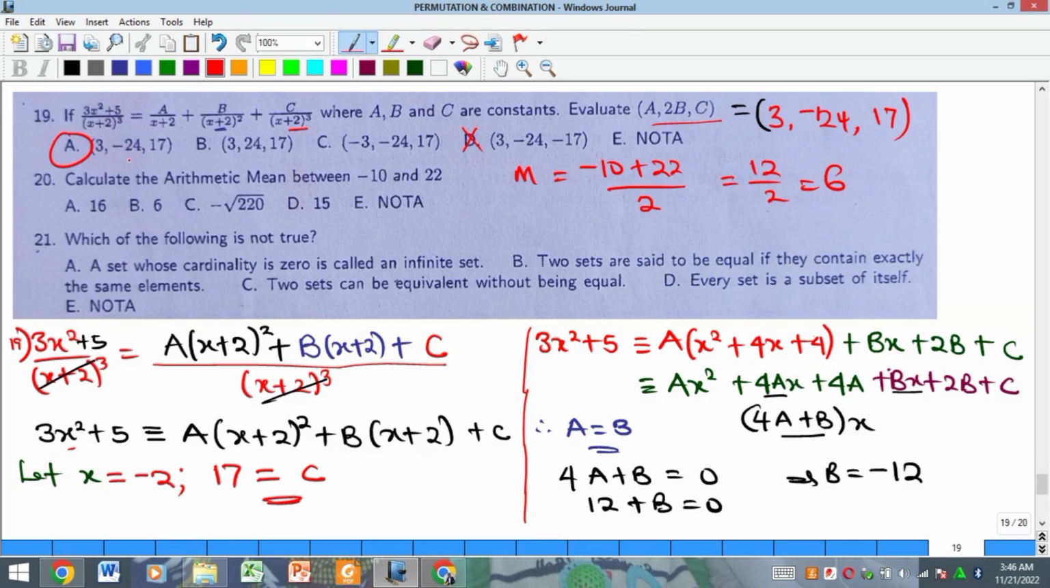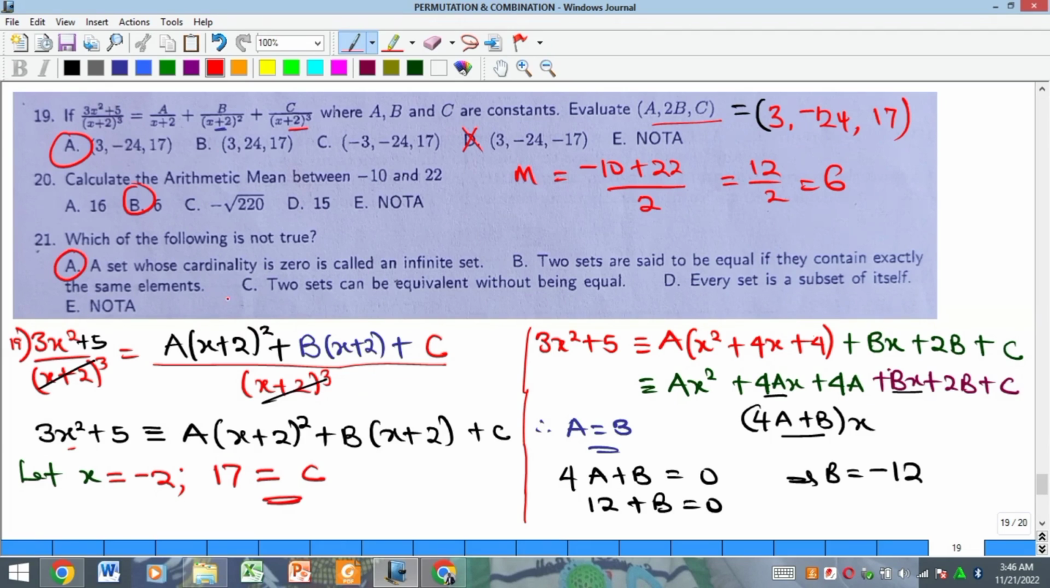And that is option B. And so we go to this question, which is just a knowledge question asking you to state which one is not true. Let's read. A set whose cardinality is 0 is called an infinite set. This is, of course, not true. And that is your answer.